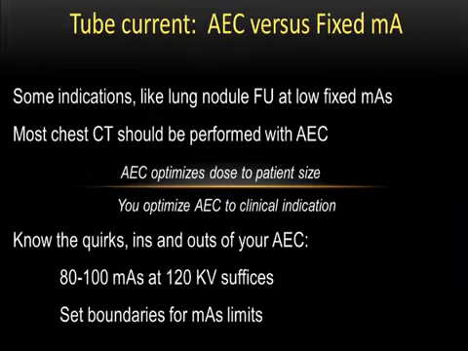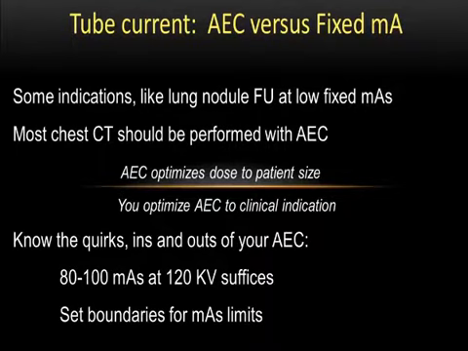Now, tube current: in almost all the indications for chest CT, we should be using automatic exposure control technique. Same for abdomen, same for chest, except when you are going to be doing a very low-dose exam, like a lung nodule or lung cancer screening protocol. You can do just as good a job with a low mAs, which can be fixed.